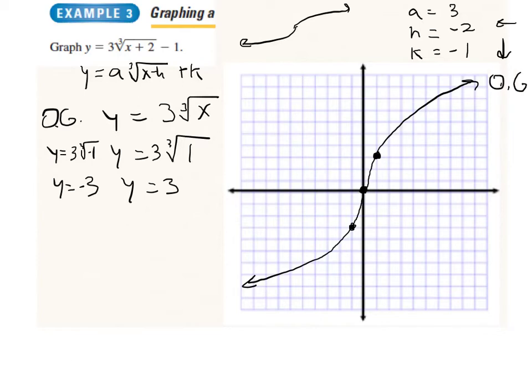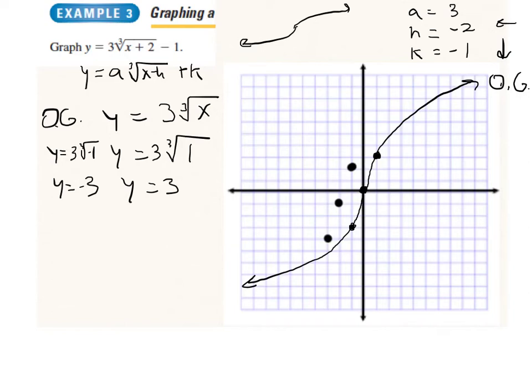Our OG, original graph. And then again, I just need to shift this thing according to h and k. So we're going to move this dot 2 to the left and down 1. Let's change our pen thickness here and see if that helps. So we're going to go 2 to the left and down 1, 2 to the left, down 1, 2 to the left, down 1. Now we have all 3 of our dots.